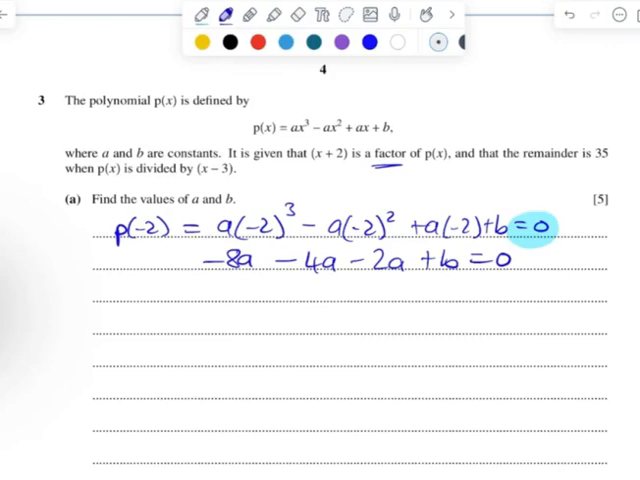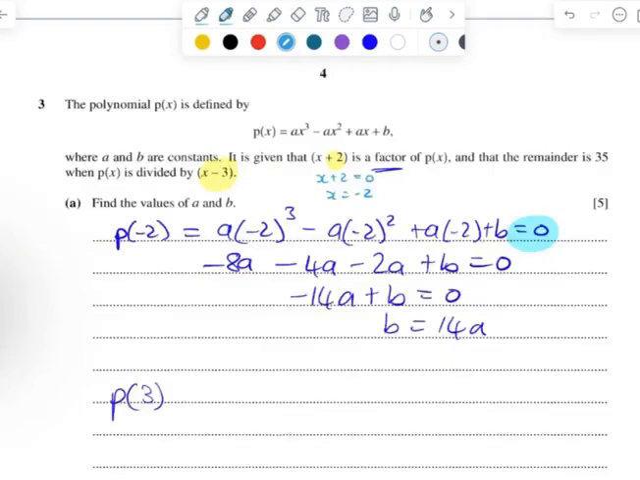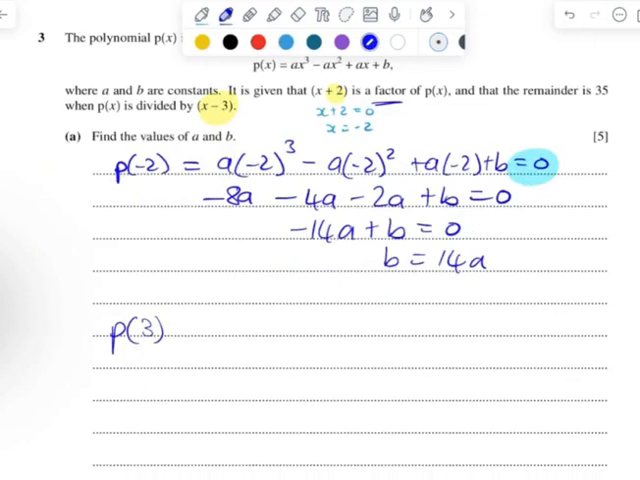So minus 8 minus 4 minus 2 is minus 14a plus b. So b is equal to 14a. Right, and if we take a look at the second one, I'm going to plug in 3. So you must always plug in kind of the opposite sign. The way that I like to do that, I make whatever my factor is equal to 0, and then I need to plug in that value. Sometimes you don't have x plus 2, but it might be 3x plus 2. So that's why I just make it equal to 0.